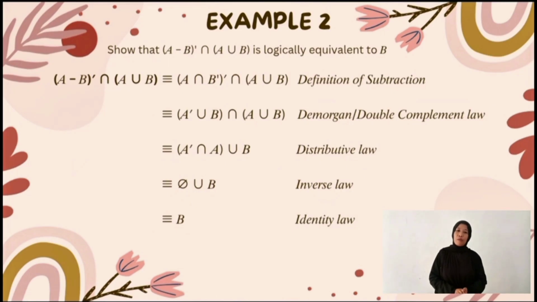In the third step, we notice that both brackets share a union B, so we apply the distributive law in reverse to factor it out, leaving us with A prime intersect A union B. Moving on, by the inverse law, intersecting A prime and A results in an empty set, which gives us empty set union B. Finally, by the identity law, any set union with an empty set remains itself. And that proves our expression equals B.